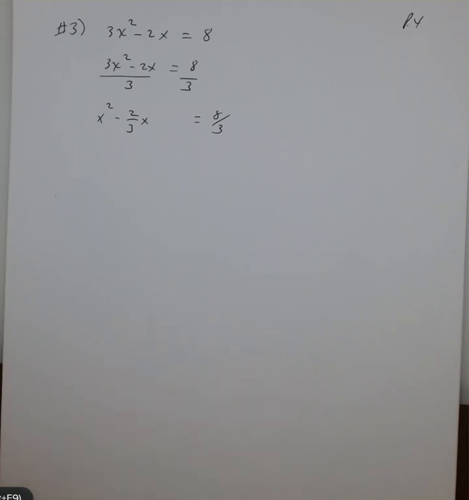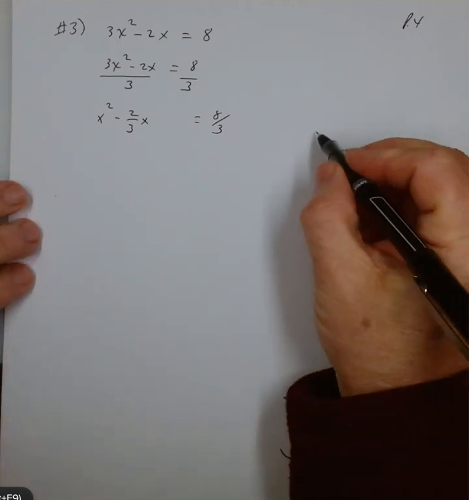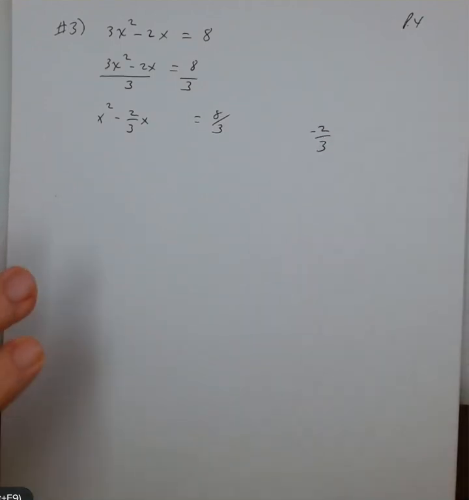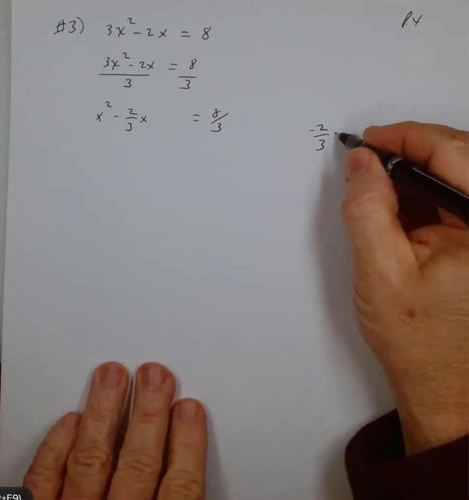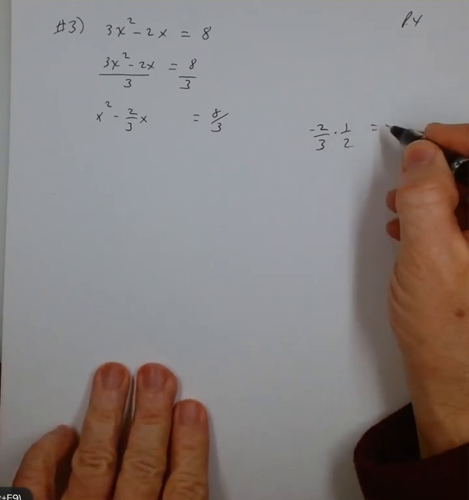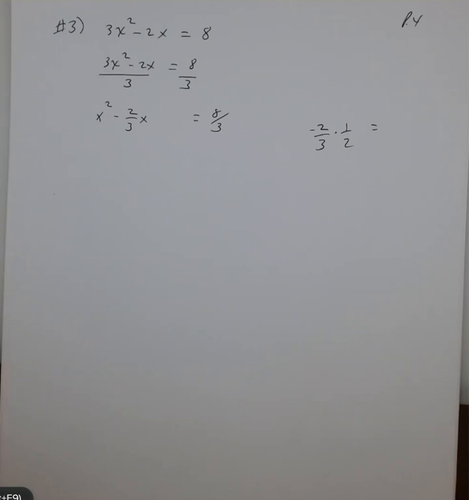Okay, now, the next step says to take the coefficient of x. What's the coefficient of x? Negative 2/3, right? And then I take half of that. Taking half of that means one of two things: dividing by 2 or multiplying by 1/2. Whenever you have a fraction, it's easier to multiply by 1/2. So I'm just going to times 1/2. And make sure you reduce it. It makes things easier if you reduce.